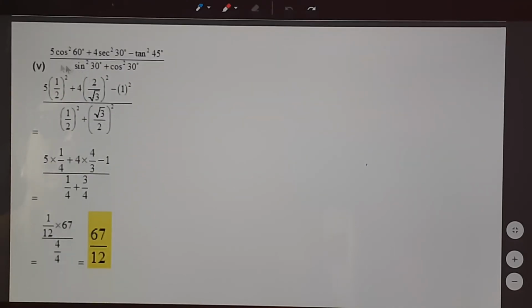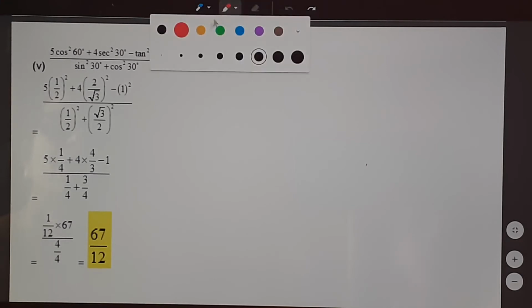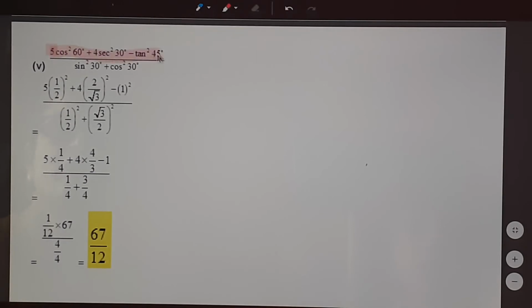Similarly, question number 5. You only have to see the format of the questions, how it is given. You can see it is given in this form. So you have to substitute all the values of the given ratios of cos 60, sec 30, 45. Wherever it is squared, you have to square those values. In this question, you can see that all values you have to square.